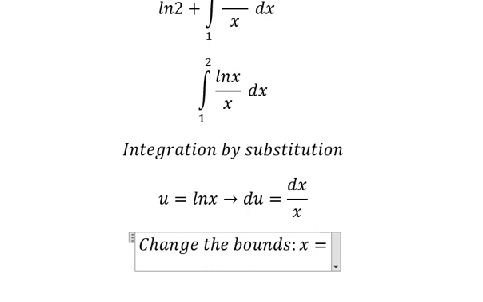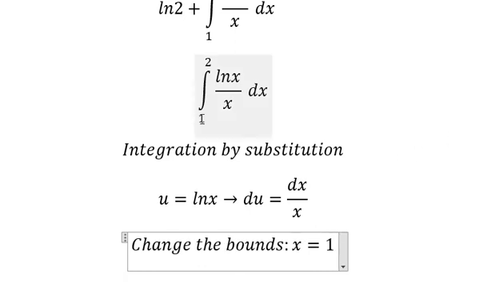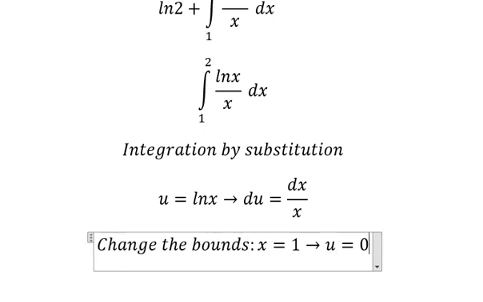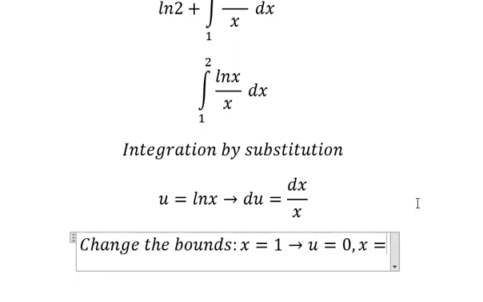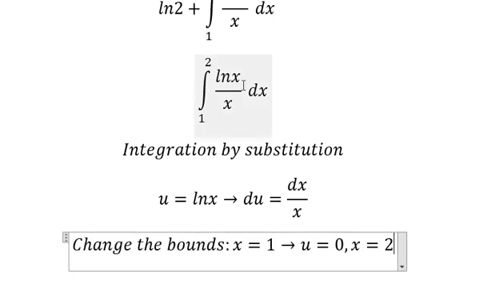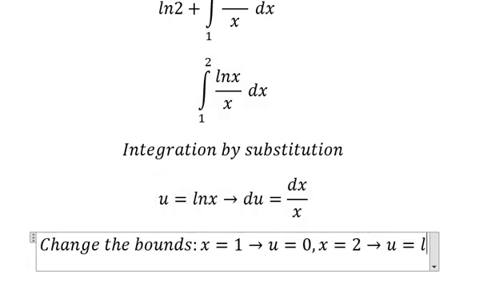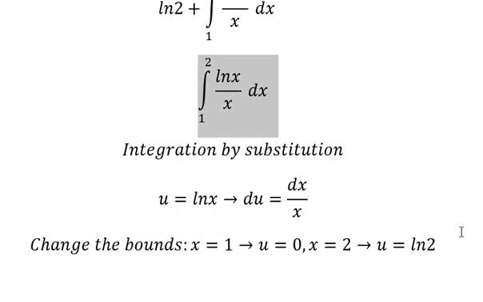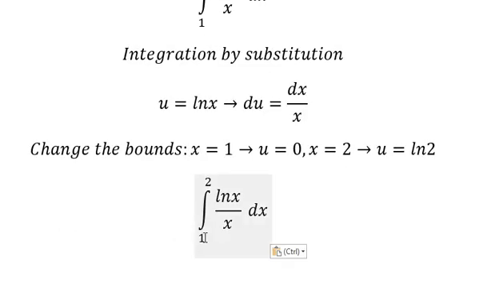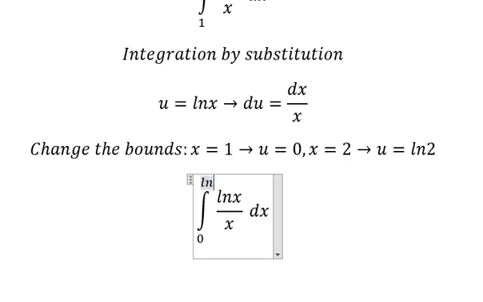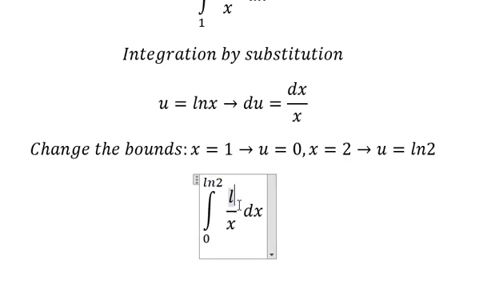When s equals to number 1, so we put number 1 in here, and we have u equals to number 0. When s equals to number 2, we put number 2 in here, and we have u equals to Ln number 2. So this one we change for number 0. This one we have Ln number 2. This one we change for u. The ds over s we change for the du.